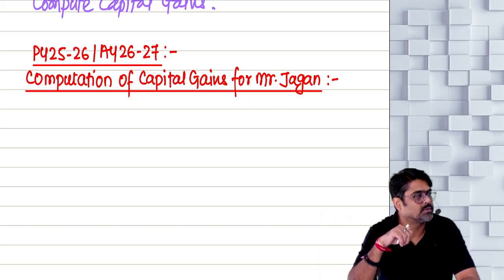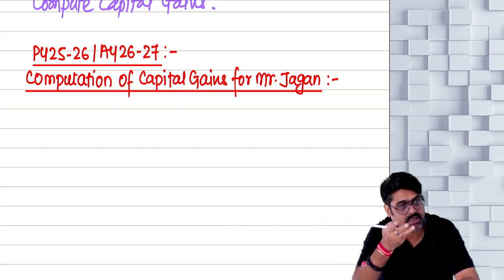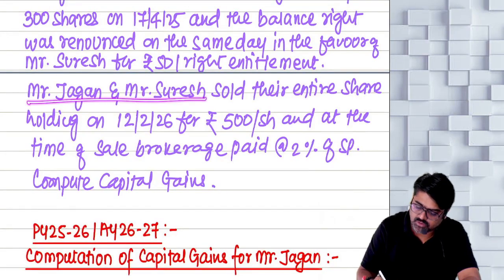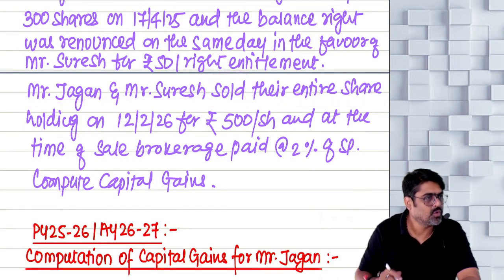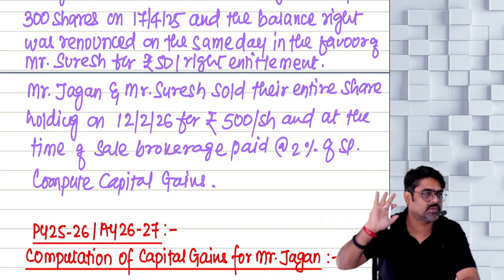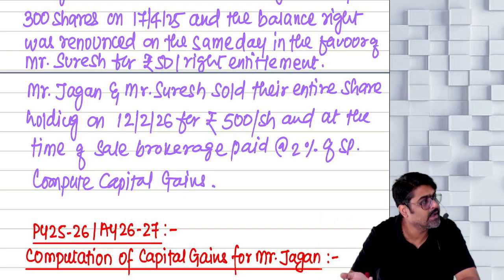Now, in this year, Jagan is selling what? All his shares. See in the last line, in the question I have given, both Mr. Jagan and Mr. Suresh sold their entire shareholding. So whatever shares since the beginning Jagan is having, all these shares he is selling. And Suresh is also doing the same thing, yes or no?